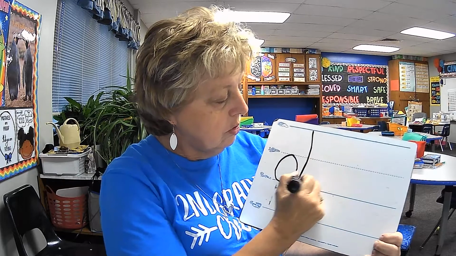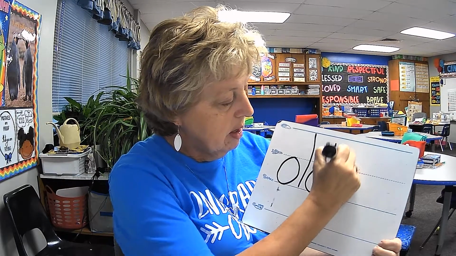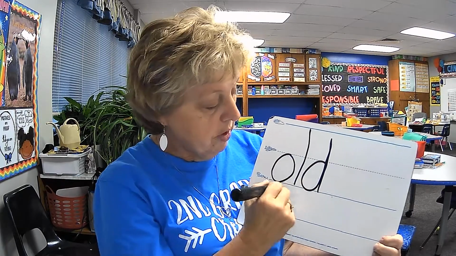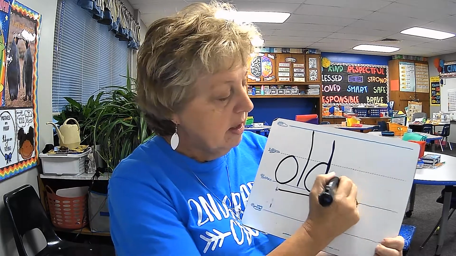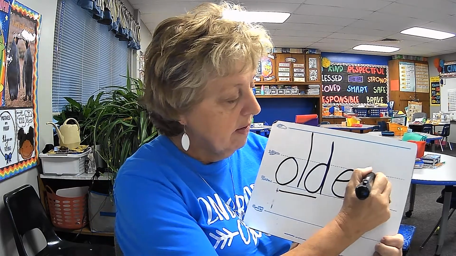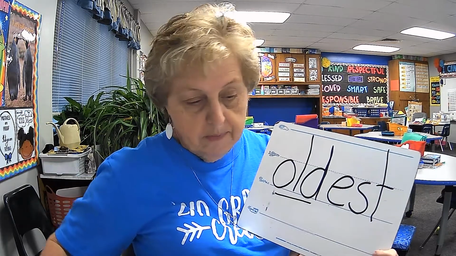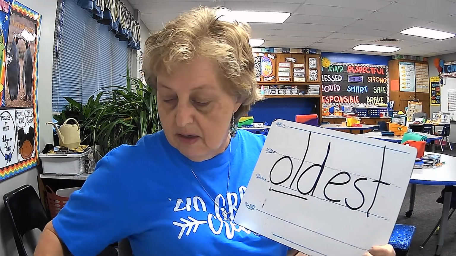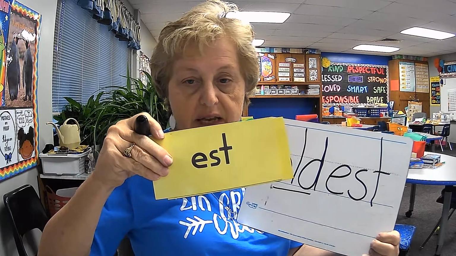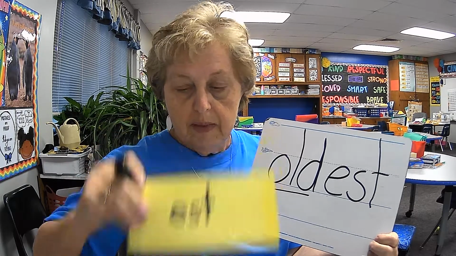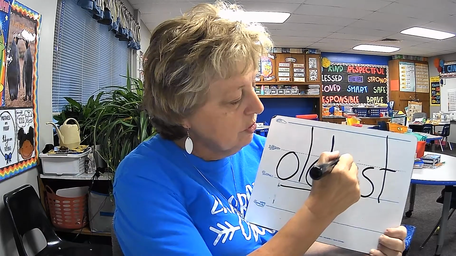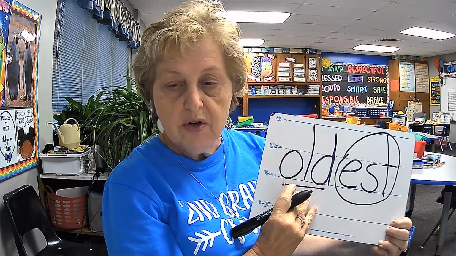So write old. There's our root word. Est. E-S-T. Oldest. This is the suffix. E-S-T. All right, so circle the E-S-T. We have old, underline.